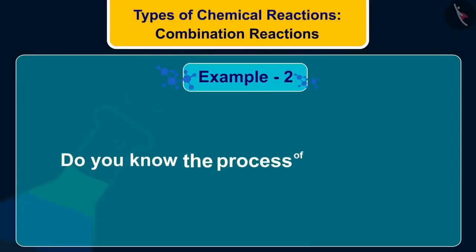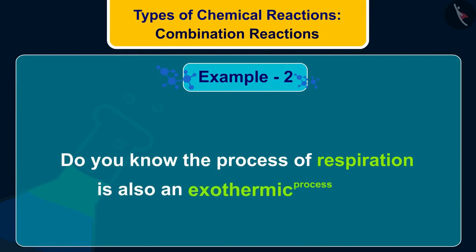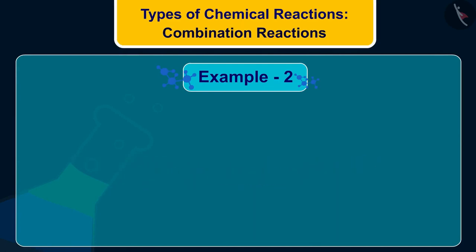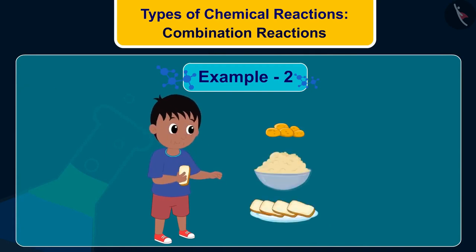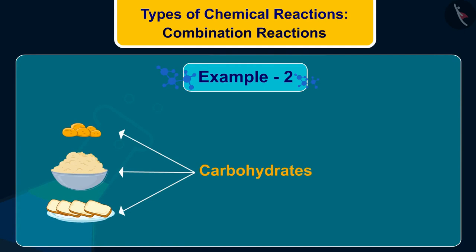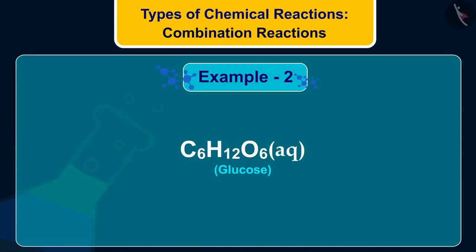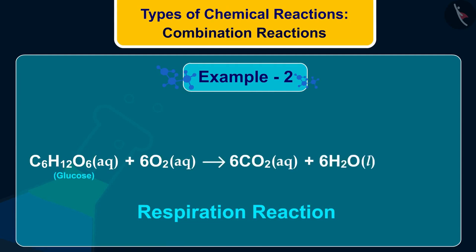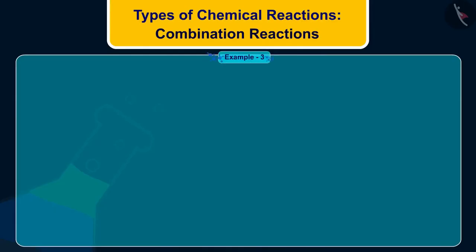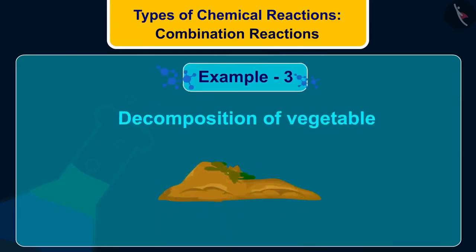Do you know the process of respiration is also an exothermic process? The food we consume, like potatoes, rice, bread, etc., contains carbohydrates. And these carbohydrates are broken down to form glucose, which is further broken down to simple substances like carbon dioxide and water, releasing a large amount of energy. The decomposition of vegetable matter into compost is also an example of exothermic reaction.